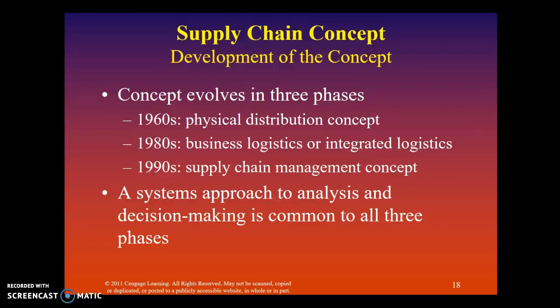And so in the 1960s, that's where supply chain slowly started waking up, so to speak. Slowly attention started being placed on its importance to business. In the 60s, they came up with the physical distribution concept. By the 1980s, we started seeing more emphasis on business logistics or integrated logistics. And in the 90s, here comes the supply chain management concept. And again, it is a systems approach which analyzes decision making that's common to all three phases. So as we think about that sleeping giant, it is a cornerstone for our business.